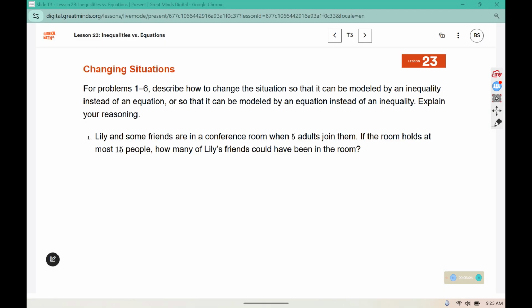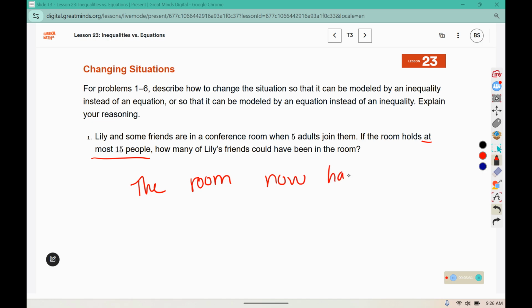For problems 1 through 6, describe how to change the situation so it can be modeled by an inequality instead of an equation. Or if it is an inequality, how it would be instead written as an equation. And explain your reasoning. So this first one about the room holding at most 15 people, the way we would change it from an inequality to an equation is to say that the room now has 15 people in it. That would give an exact amount for how many is in the room. So that would be an equation.